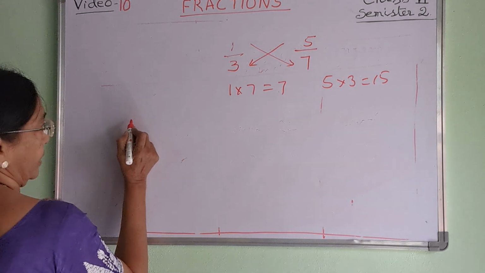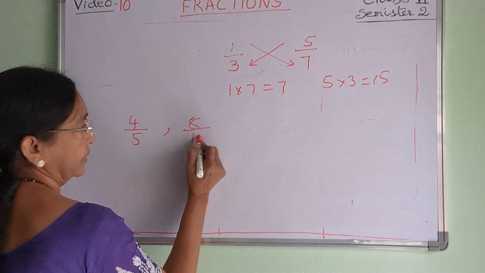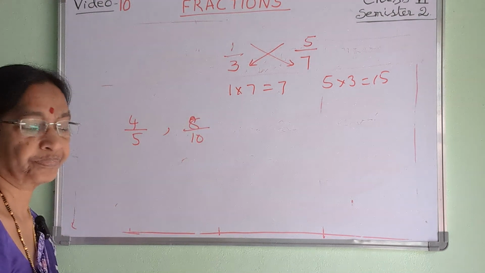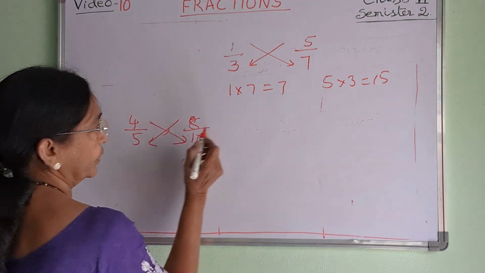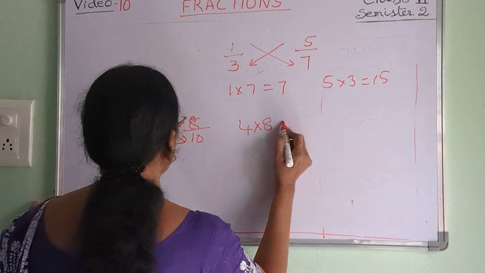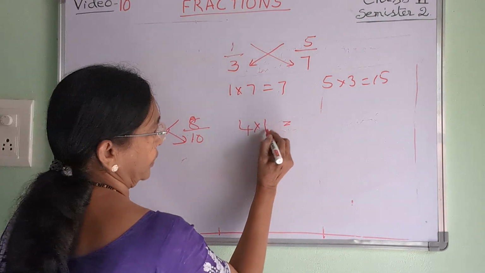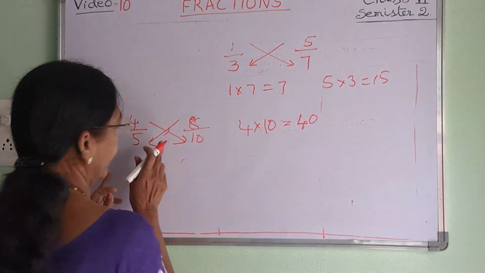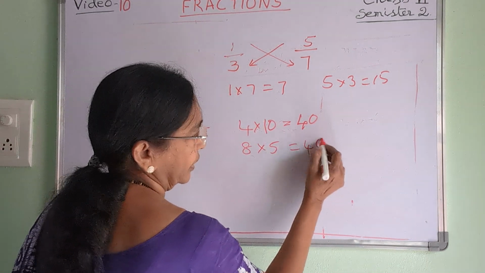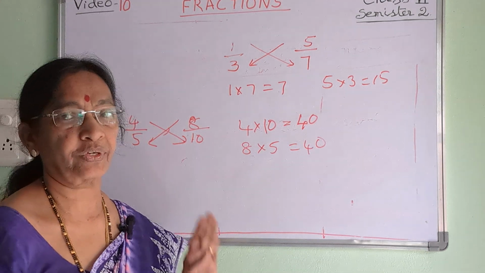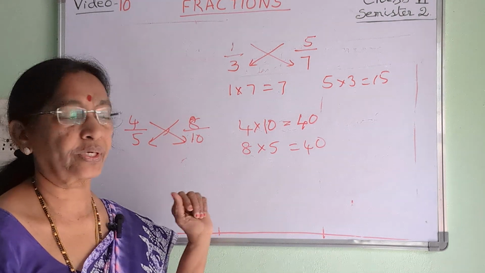Let us take another one, 4 by 5 and 8 by 10. Take this product and this product. First product is 4 into 10, which is 40. And the second product, 8 into 5, is equal to 40. The two products are equal. Therefore, the two fractions are equivalent fractions. This is the cross product rule.